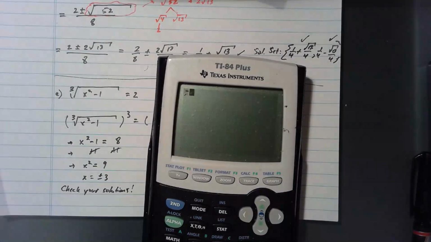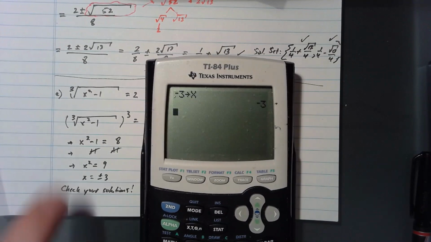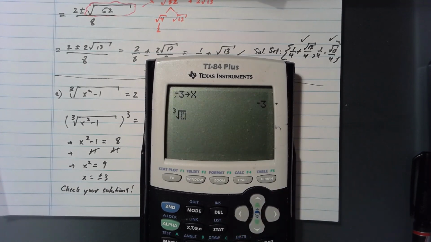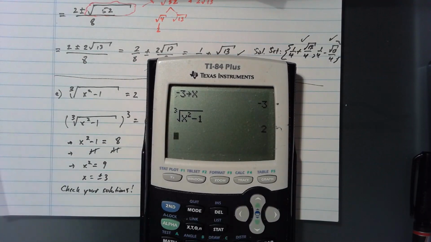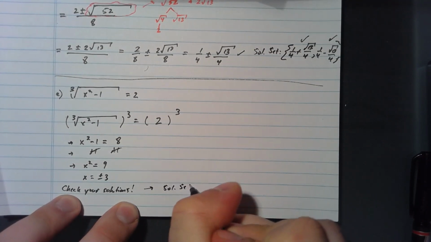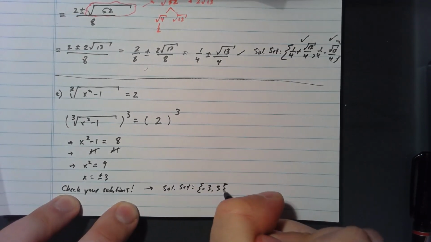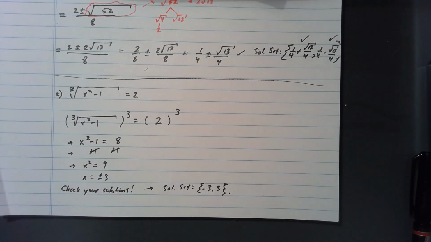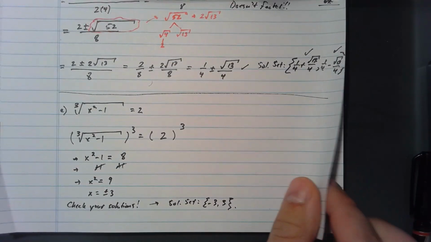So let me check. So -3, store in the x. So cube root. So math, there's cube root at number 4. So cube root x squared minus 1 under the radical gives me 2. Ta-da! And if you check 3 into there, you also get 2. So they both work. So my solution set is both -3 and +3. Okay, that one was pretty easy. So that's letter E. Now let's go to letter F.